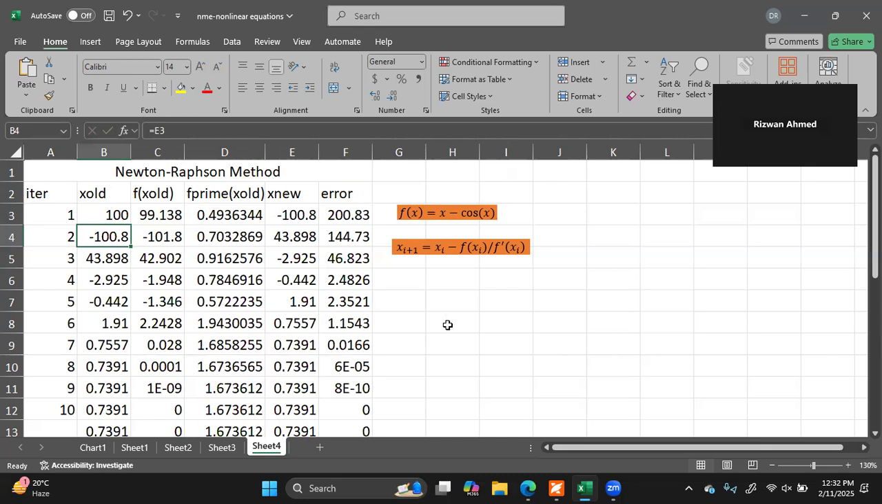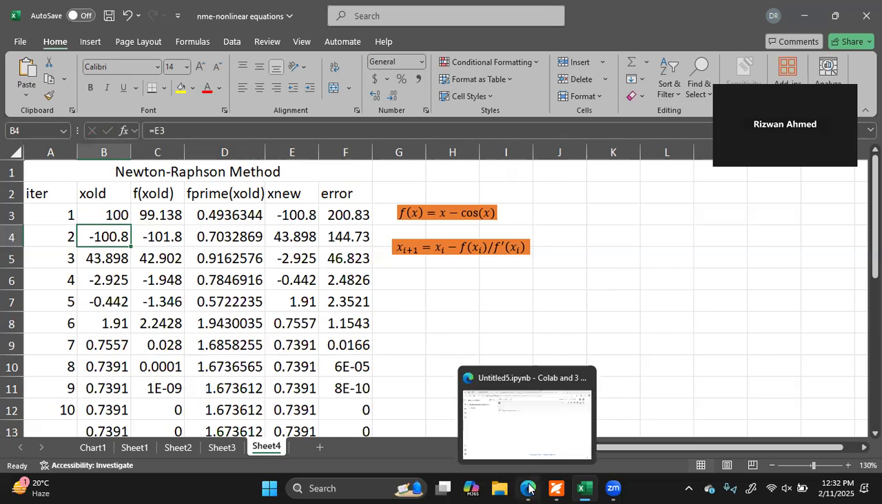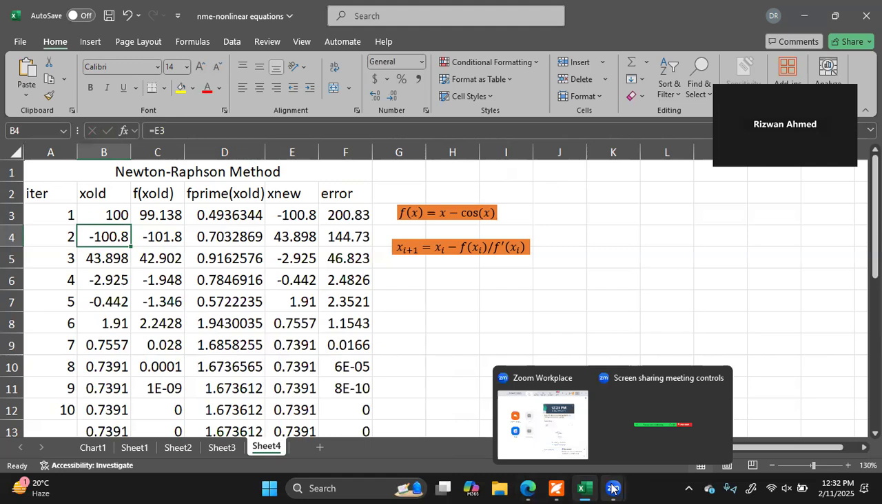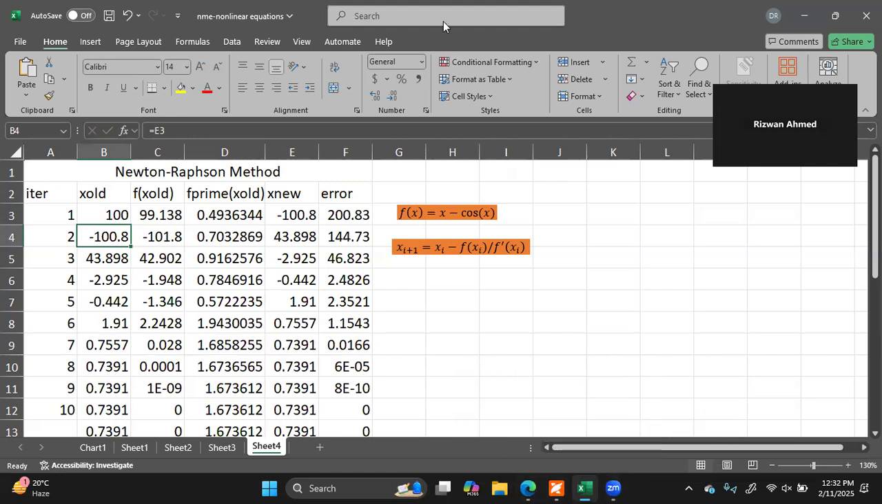So the Newton Raphson method can be programmed in Microsoft Excel and also in any other programming language. So the first part of the demonstration has been completed.